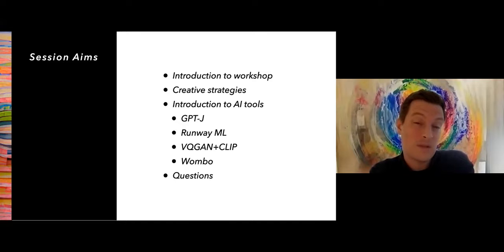We're going to be looking at Runway especially in terms of generating images and also training your own AI models or machine learning models. We're also going to look at VQGAN plus CLIP, which is another text to image tool, or image generation tool. And we're going to look at Wombat, which is a really simple image generation tool using AI.